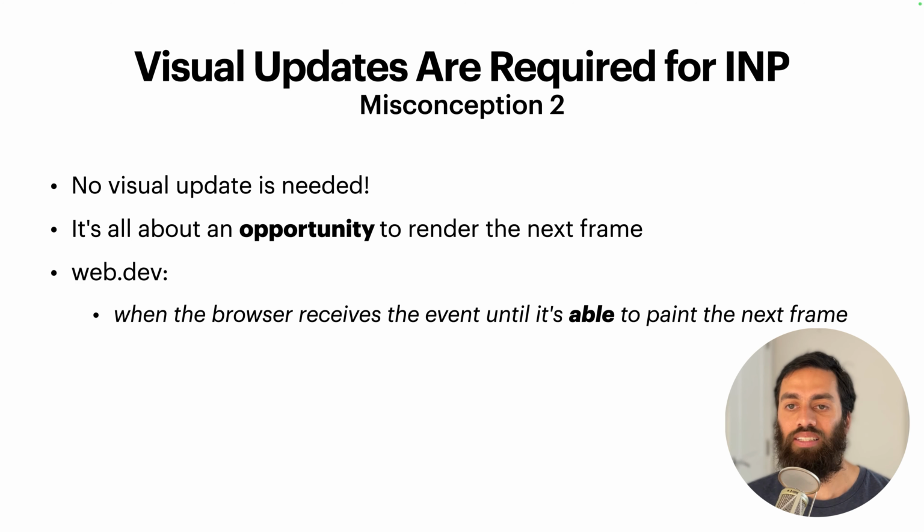Let's clarify this misconception that visual updates are required for INP. It certainly isn't the case, because no visual update is needed, and really it's all about the opportunity to render the next frame. I kind of like how web.dev put it. On a page about the Event Timing API, which is what Interaction to Next Paint uses, that's the API under the hood that actually gives us these durations for INP. They describe it as when the browser receives the event, the interaction event, until it's able to paint the next frame. I think that's a pretty nice, concise way of putting it.